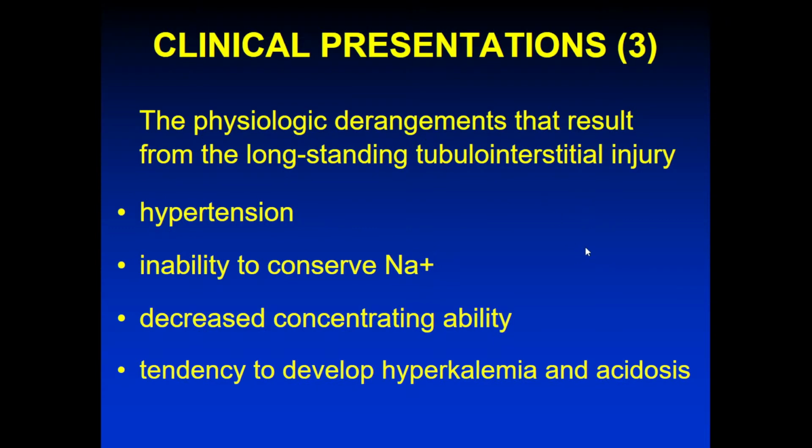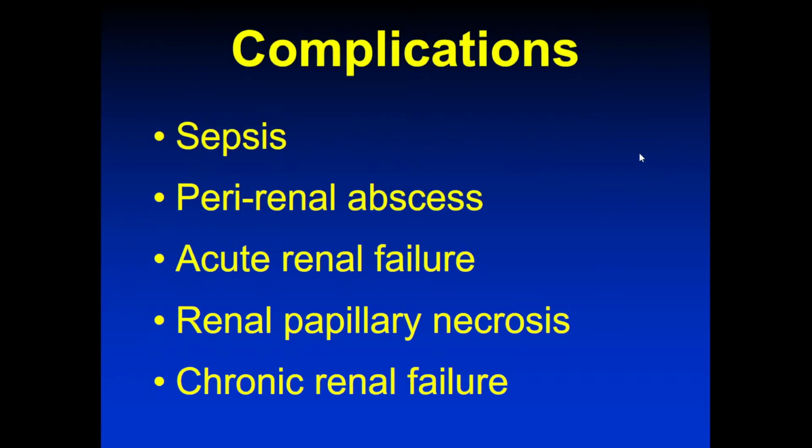The physiologic derangements that result from long-standing tubular interstitial injury lead to the development of arterial hypertension, inability to conserve or retain sodium, decreased concentrating ability, and a tendency to develop hyperkalemia and acidosis. What are the probable complications? These are sepsis, perirenal abscesses, acute renal failure, renal papillary necrosis, and at last, chronic renal failure.